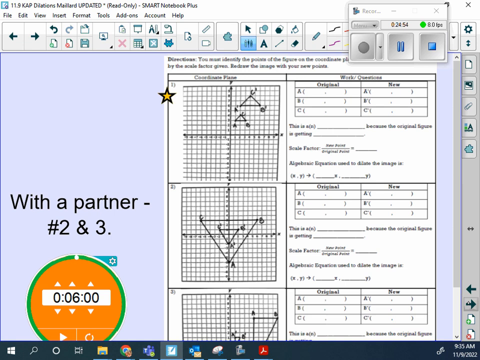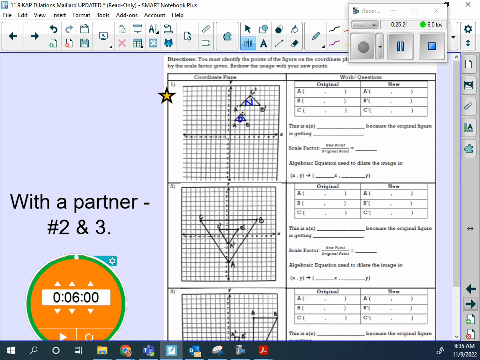All right, it says you must identify the points this time on the coordinate plane and then dilate it by the scale factor given. Okay, so what we're saying is they've already been dilated. Okay, that's the difference now. So which one is the original? Small or big? The small one, and so that means the new one is the bigger one. And how did we know that? Because the prime marks. That's exactly right.